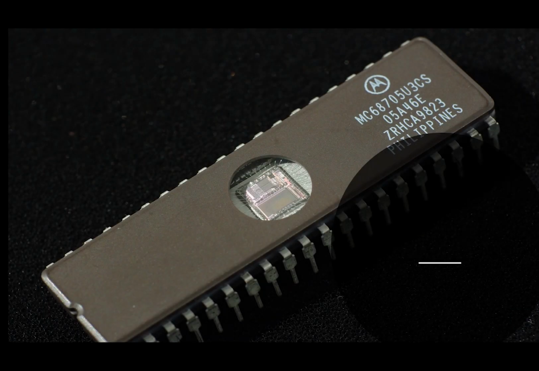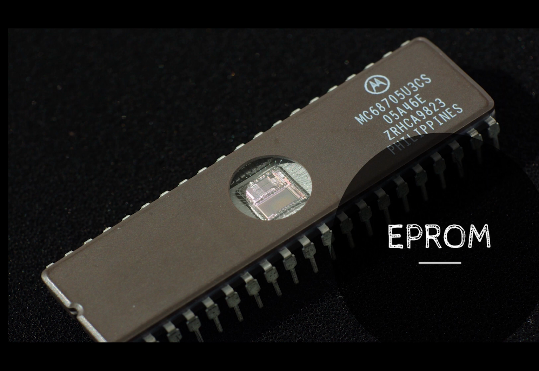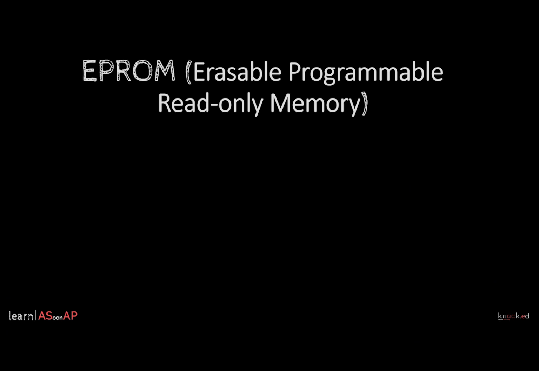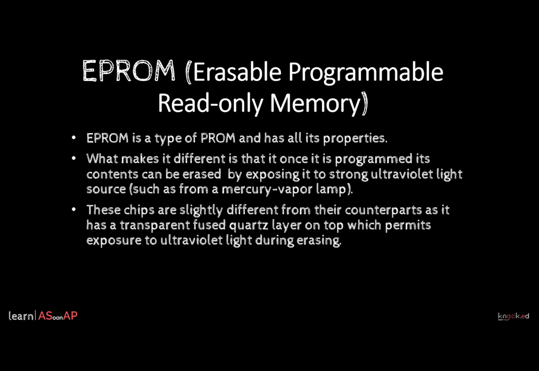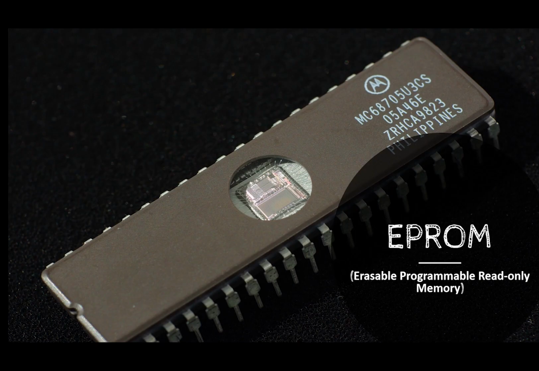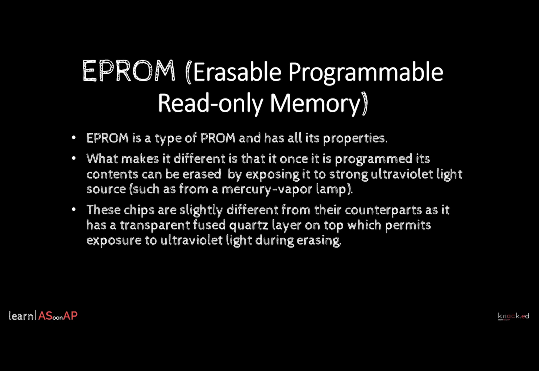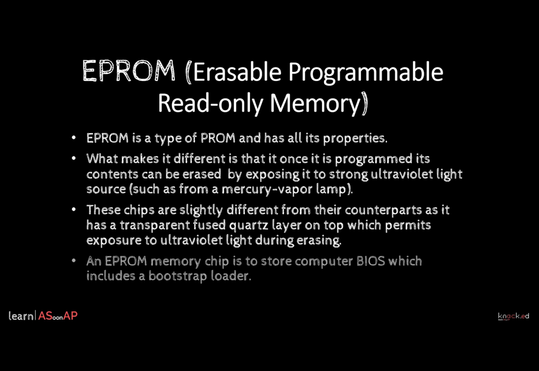The next type of ROM is EPROM, also known as Erasable Programmable Read-Only Memory. This is an extension of the PROM we already discussed. So what makes it different is that it is erasable by exposing it to strong ultraviolet rays. Now if you see the image, there's a slight hole which is transparent, which helps in erasing the data in it. An EPROM chip is used to store the BIOS settings of the computer.